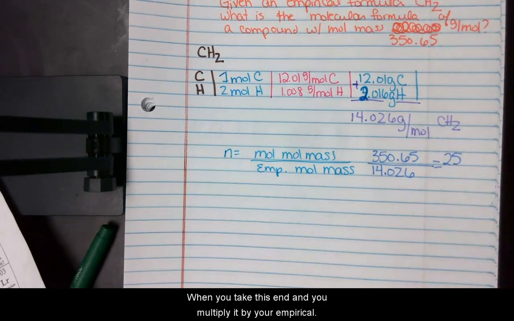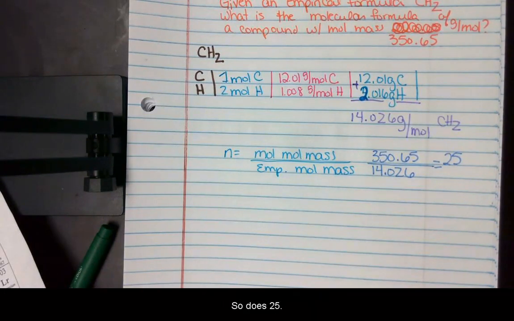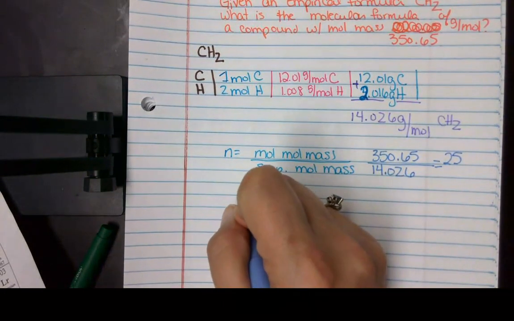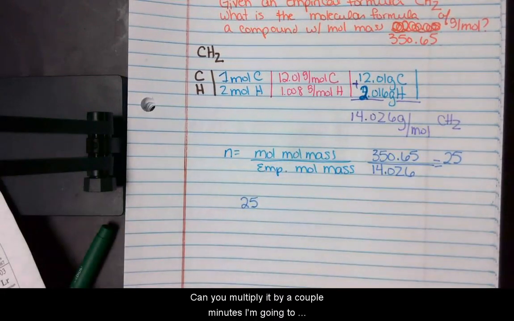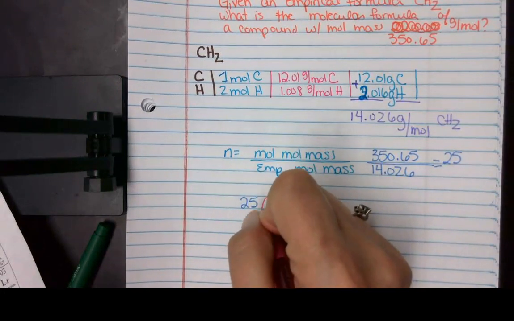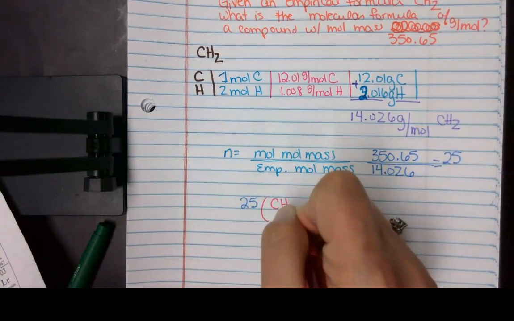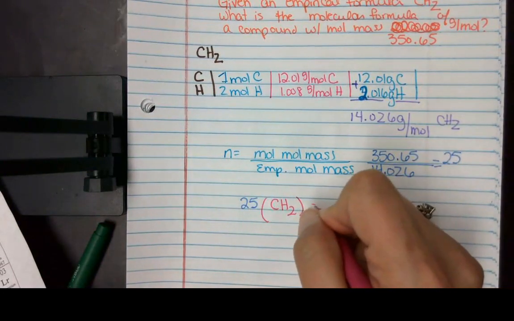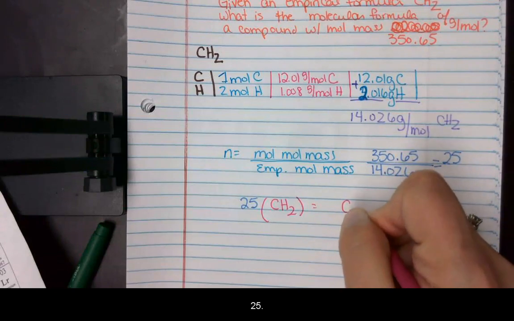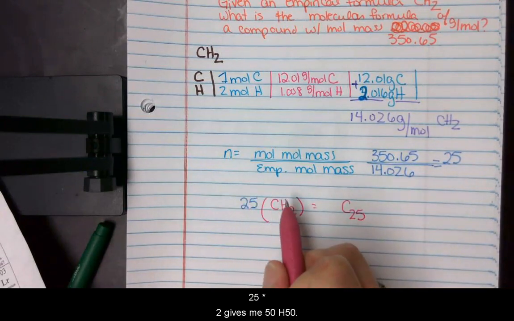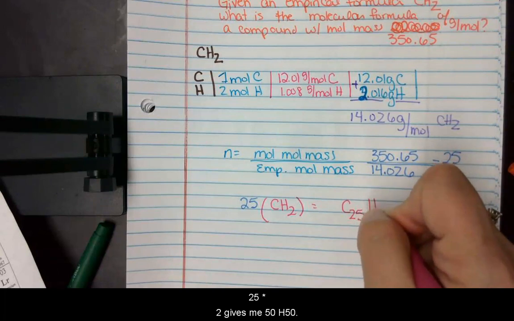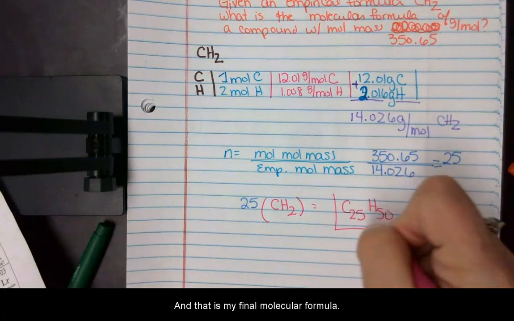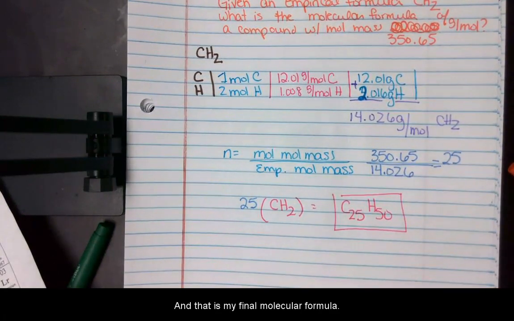And then you take this N and you multiply it by your empirical formula. So this 25, and you multiply it by your empirical formula. So I'm going to be multiplying it by CH2. And you just multiply across. So 25 times C gives me C25. 25 times 2 gives me 50, H50. And that is my final molecular formula.